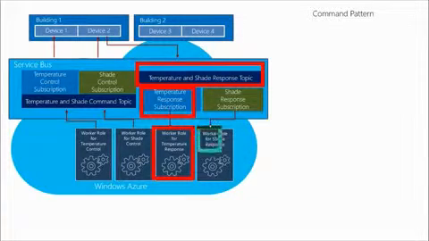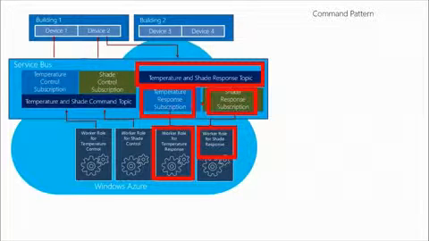But this worker role here might be listening for shade information. It therefore has a subscription to the shade subscription. So this is a way for worker roles to get only certain types of messages that are put onto the service bus by a device.